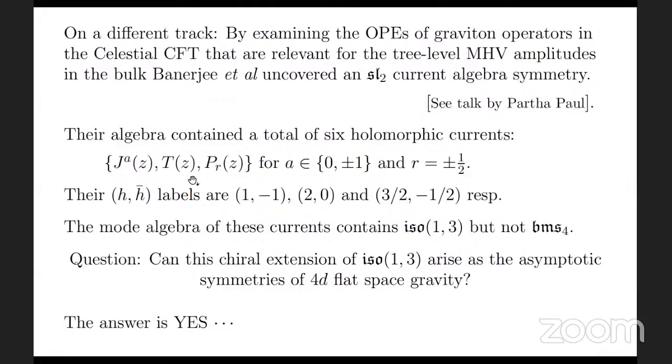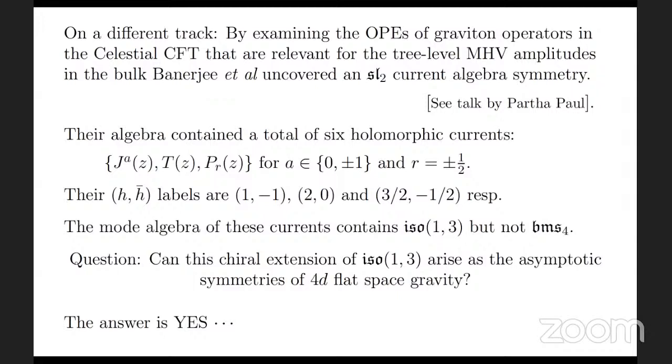And these negative representations simply mean that on the right side, they are finite dimensional. So that just tells you that this is a vector, and this is a J equals half representation, whereas this is a singlet. And this is like a stress tensor. From the left, as far as holomorphic diffeomorphisms are concerned, this is like a quasi stress tensor, and this is like a current, and these are spin 3/2 objects. The mode algebra of these currents is not BMS4. It doesn't contain BMS4, but it does contain ISO(1,3), the Poincaré algebra, but it's a chiral extension of it.